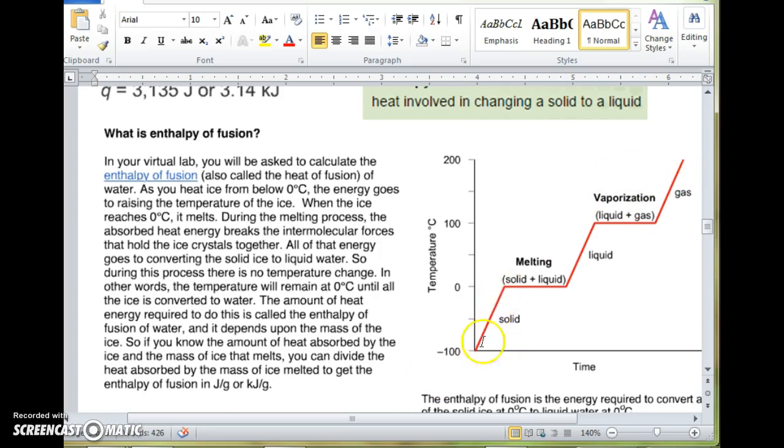It can either raise the temperature, which causes the molecules to move faster, or it can break them apart from each other so that, again, they can change the temperature and they can start to move faster.